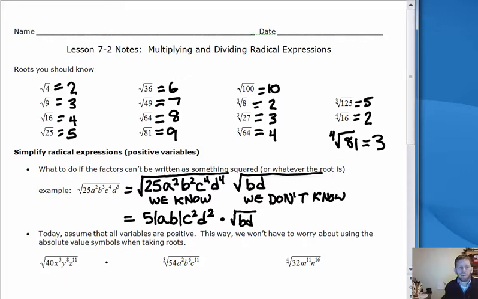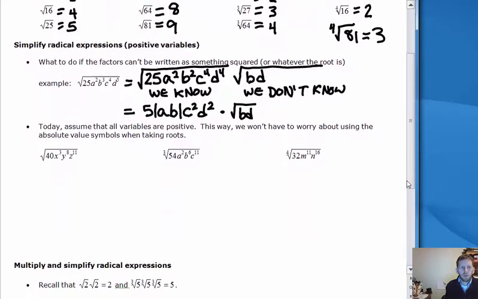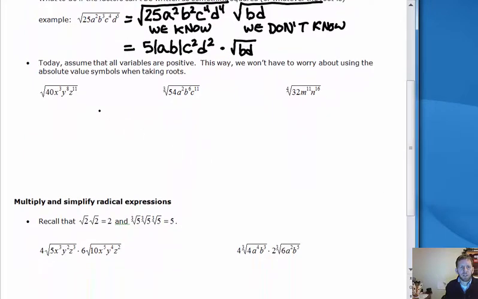We're going to assume that all of our variables are positive, and that way we just don't have to worry about it. We're going to simplify a square root expression, a cube root expression, and a fourth root expression. And similar to what we did in this first problem, we're going to break our problem into roots we know and roots we don't know.